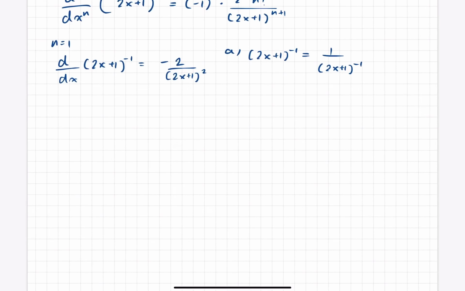In our second part, we're going to set n to k, where k belongs to the set of all positive integers. And that's going to be our second step. So we're going to call this d^k/dx^k of (2x plus 1)^-1 is just equal to (-1)^k times 2^k, k factorial over (2x plus 1)^(k plus 1). This is pretty simple. This is the easiest step, in my opinion. You just plug k for n.